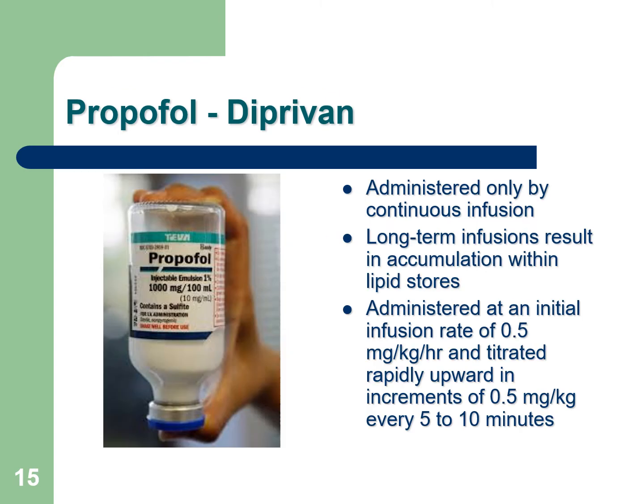The administration of diprivan is typically done by continuous infusion. Long-term infusion results in accumulation in the fat cells of the body. That is one of the problems with diprivan, that it accumulates in the lipid stores in the cells. Basically, it's administered as an initial infusion rate of 0.5 milligrams per kilogram per hour, and then it's titrated upwardly. It is fast acting, typically less than 2 to 5 minutes, and then you could give increments every 5 to 10 minutes if needed.